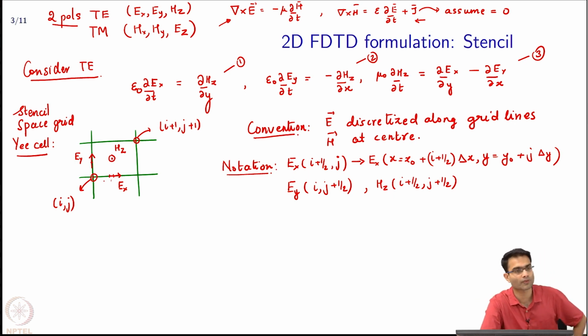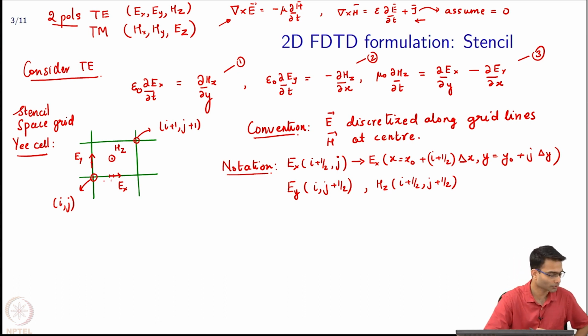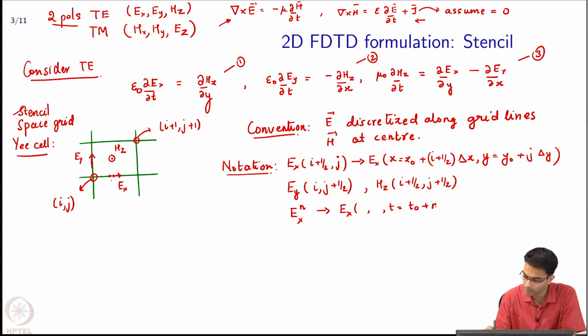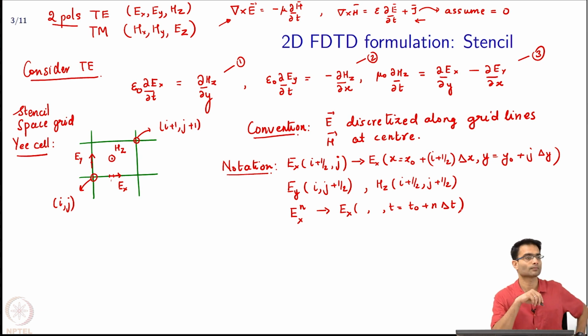One thing we are missing so far is time. Time has not been indicated over here, and we should discretize time also. Again, the notation that we will have for time is, we will put it in the superscript. If you see this, it means Ex at some point in space, and t is equal to t naught plus n delta t. So, we will use these very compact notations to describe where we are talking about space and time.